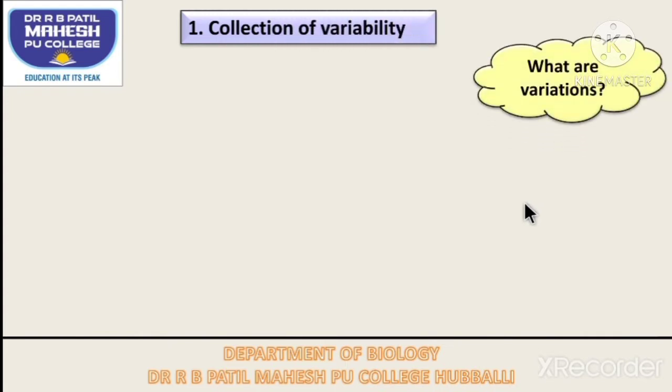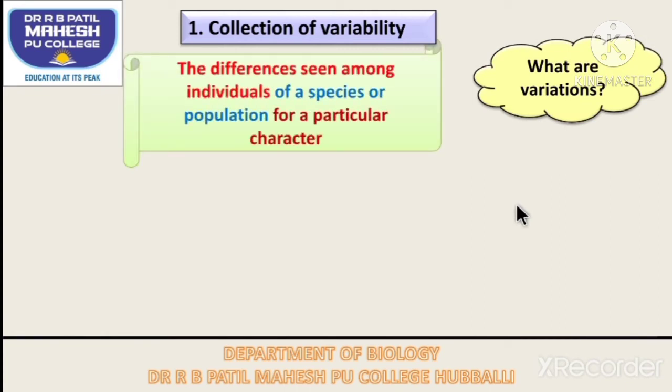First of all, what are variations? Variations can be defined as the differences seen among individuals of a species or a population for a particular character. So let's try to take one example. Say you go to the market to buy rice, and there is no one variety of rice present, there are so many different varieties. So those are differences. One may be rich in protein, one may be rich in color, one may be rich in odor, but the species will be the same. So these differences are called variations.